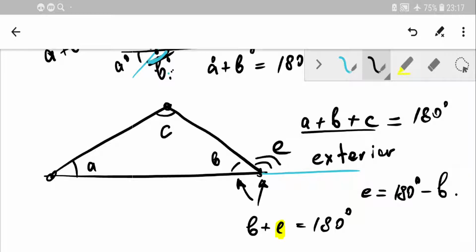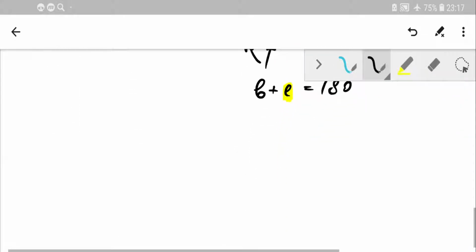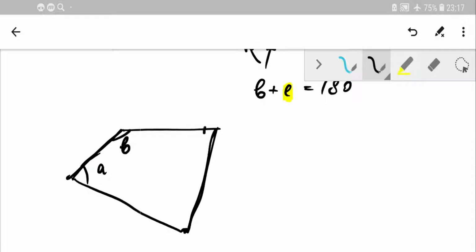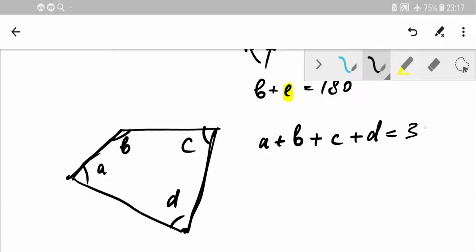That's how it works. So if you have, let's say, a quadrilateral, just any, not necessarily a parallelogram, it might have arbitrary sides with different angles inside, let's say A, B, C, and D. So what if you add them up? In any quadrilateral, there is the rule that it will give you 360 degrees, okay?